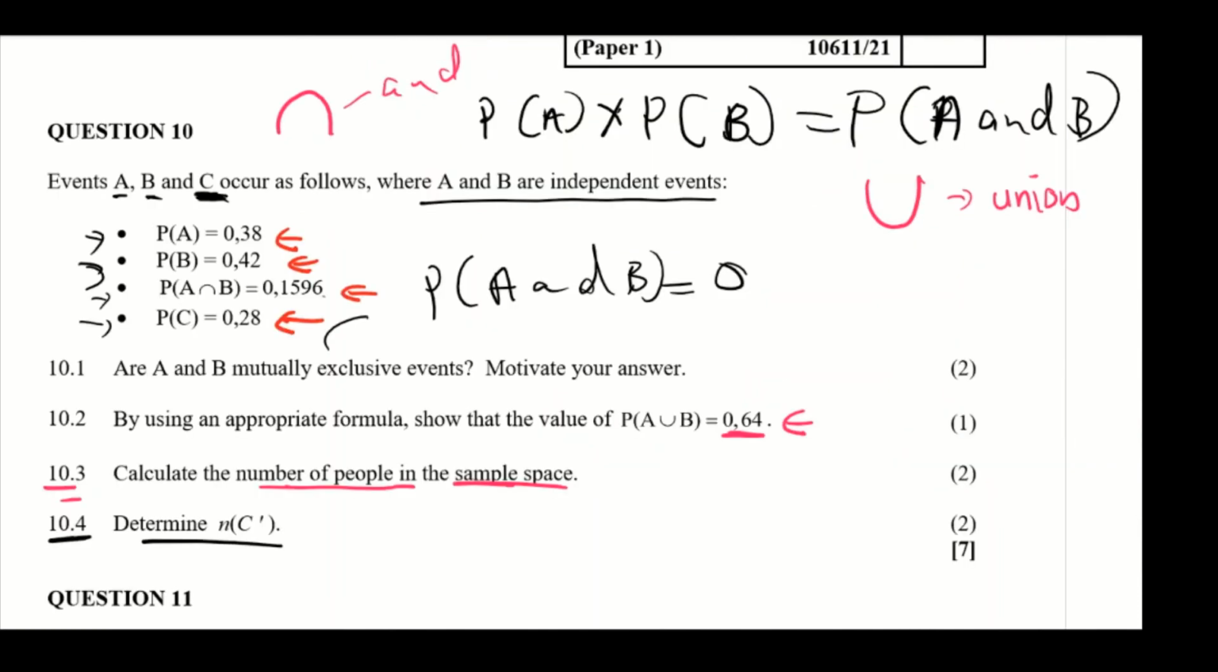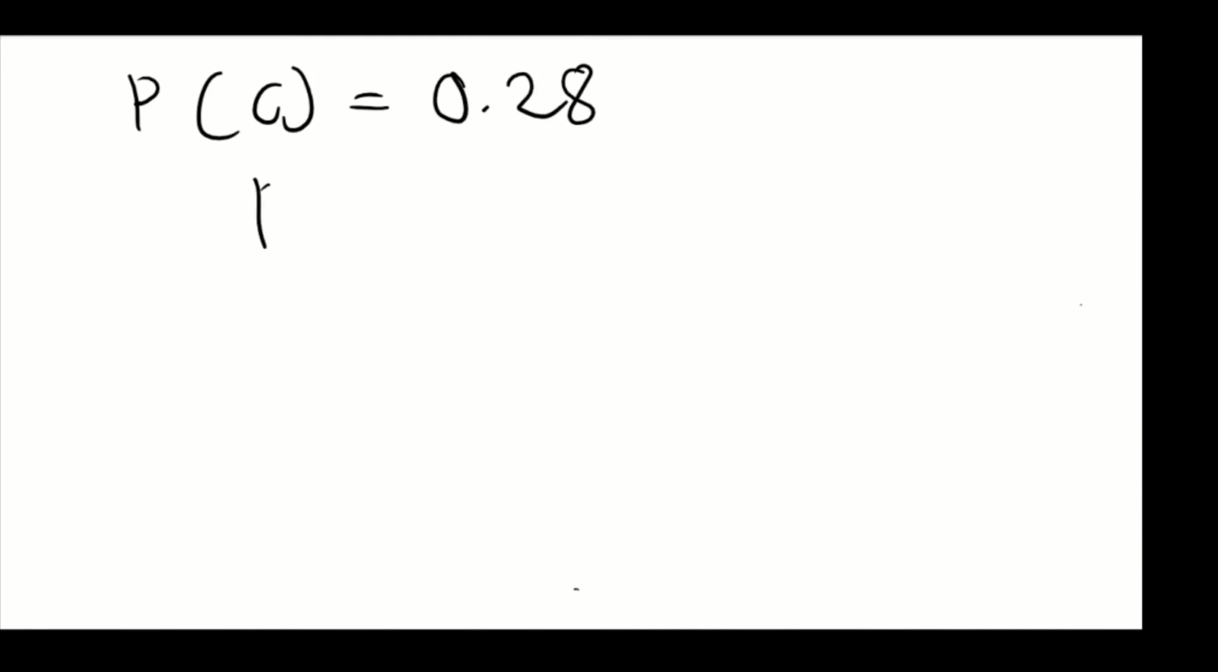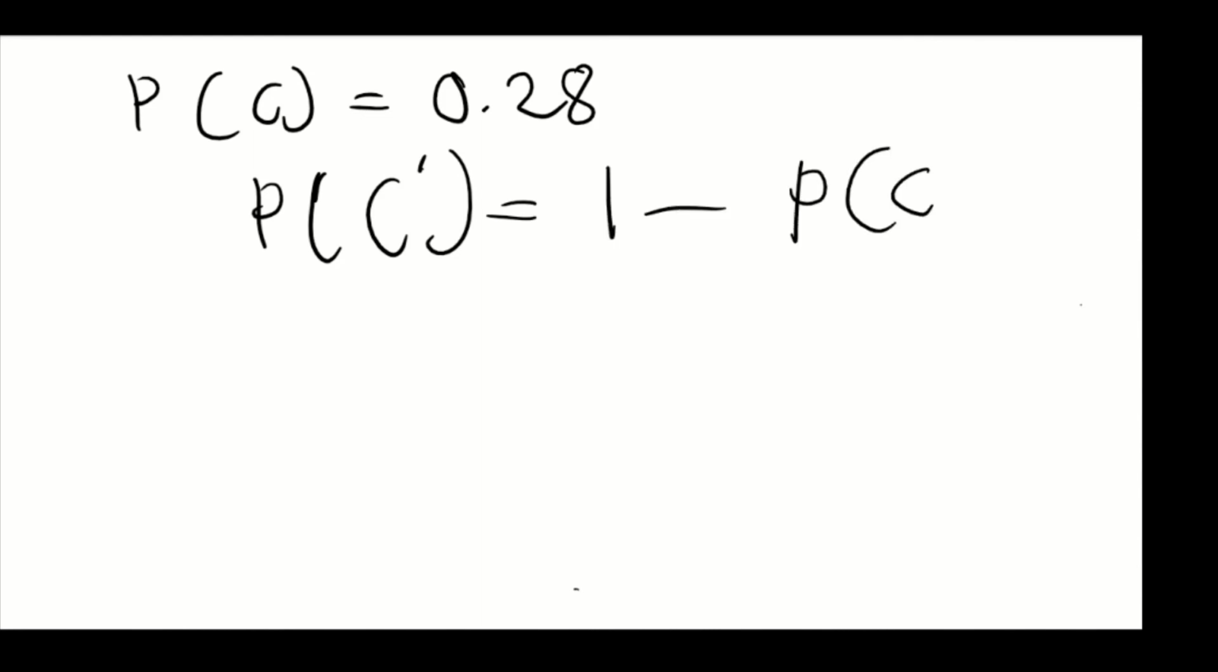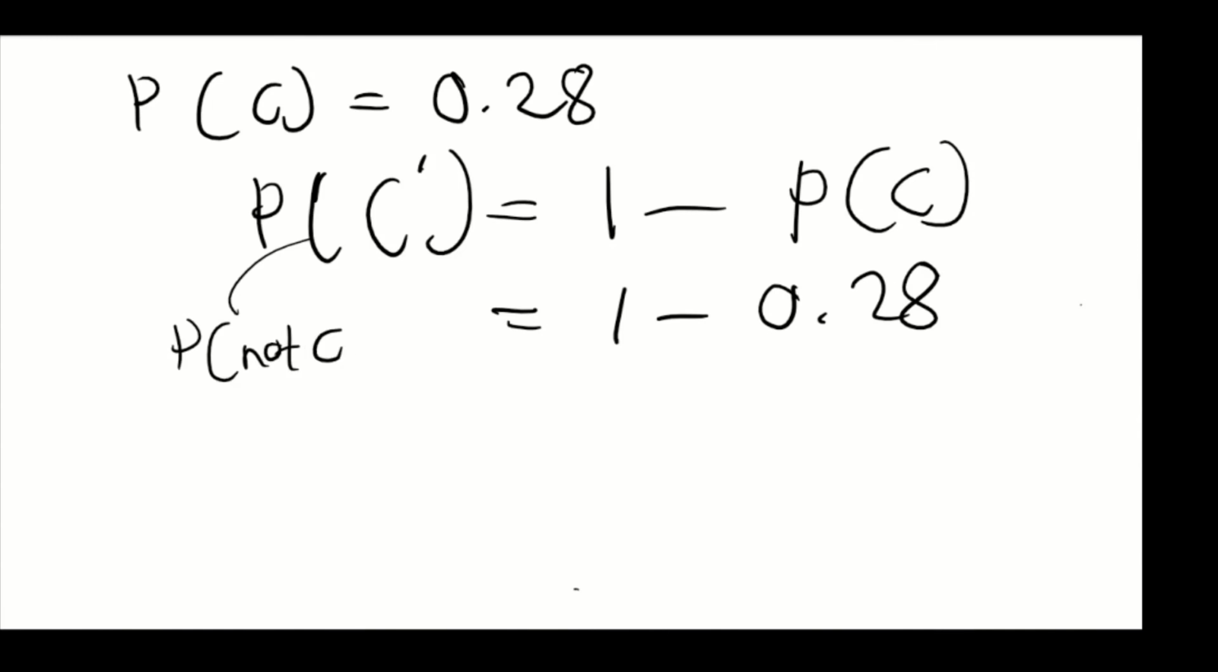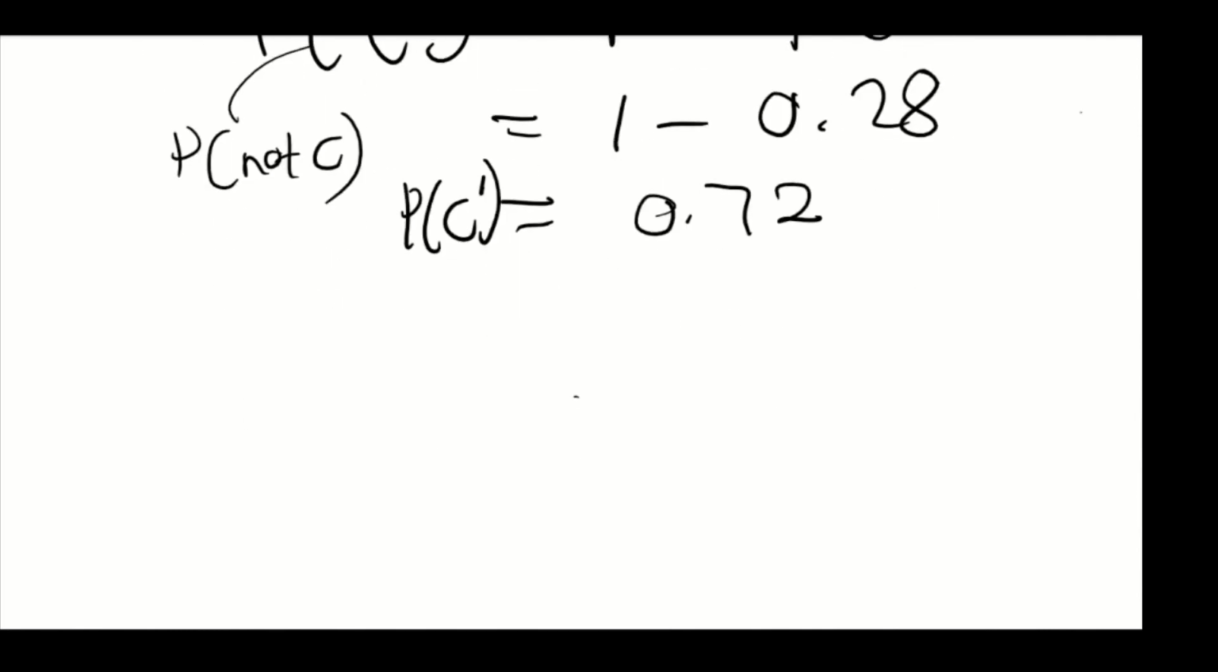So 10.4, we are asked to find N of the complement of C, the C that we were given here. We already know the probability of C is given as 0.28, and P of the complement of C is equal to 1 minus P of C. So it's 1 minus 0.28, which basically means P not C. The answer you're going to get here is 0.72. So this is P of C not. Let me write it there, P not C.